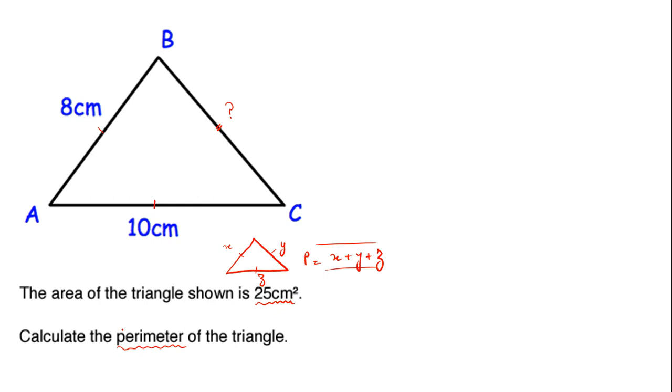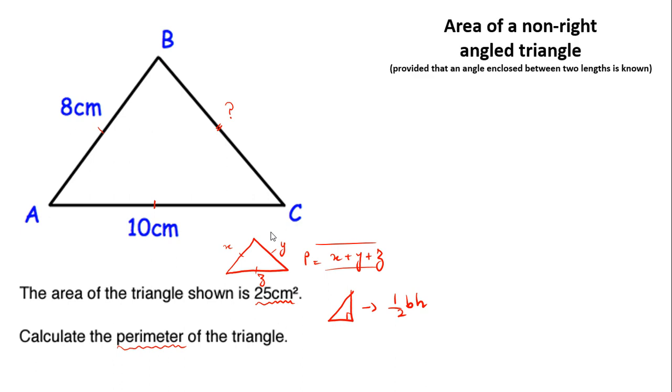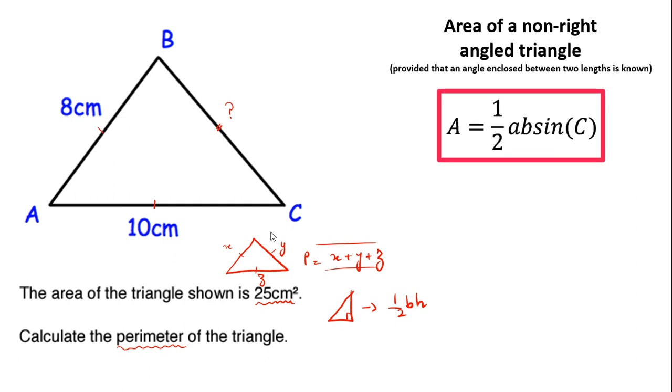So I gotta first figure out what's the area of a non-right angled triangle. If it would have been a right angled triangle, the area would just simply be half times base times height. But because this is a non-right angled triangle and we have two lengths involved, then we're going to be taking this formula that says area of a non-right angled triangle, provided that an angle enclosed between two lengths is known, is half ab sine C.